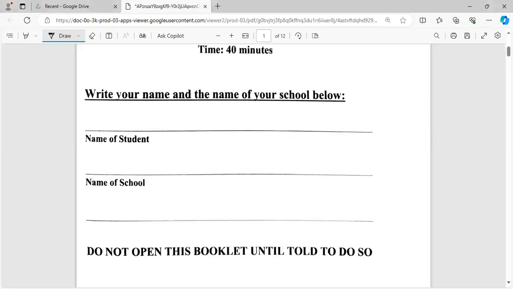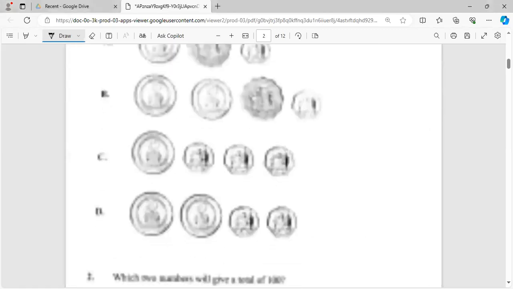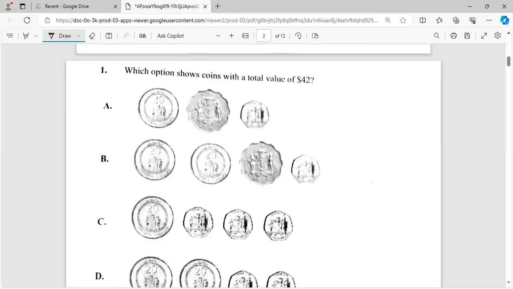Grade 4 students, look at the last exam that was set for you, which is a numeracy test and it's supposed to take 40 minutes to complete. Let's get into it, guys. This one says, which option shows coins with a total of $42?